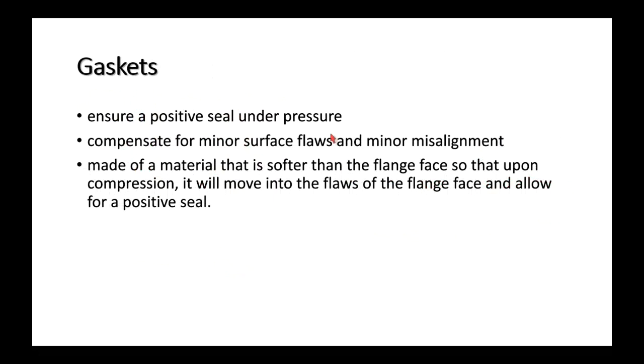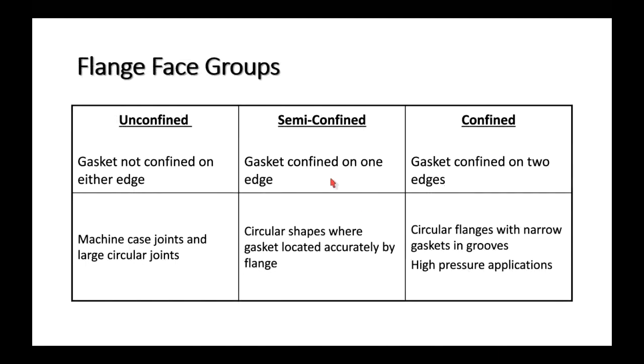So, gaskets, what do they do? Basically, they compensate for minor surface flaws and minor misalignment. So we don't want to have drastically misaligned stuff. We don't want to have major surface flaws on the flange faces. It's just for minor stuff. And so what we do is we compress it. When the gasket gets compressed, it moves into all of the little crevices and voids and misalignments that we find in the flange faces and prevents leakage.